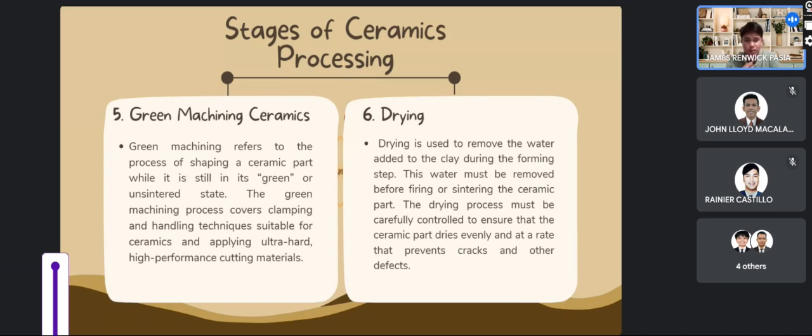The drying process must be carefully controlled to ensure that the ceramic part dries evenly at a rate that prevents cracks and other defects. The drying rate depends on material characteristics, processing variables, and other factors that influence water and vapor migration rates from the internal areas of the formed part to the dry atmosphere. The last but not the least stage is, next slide please.